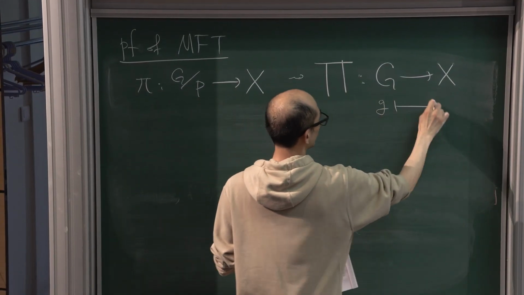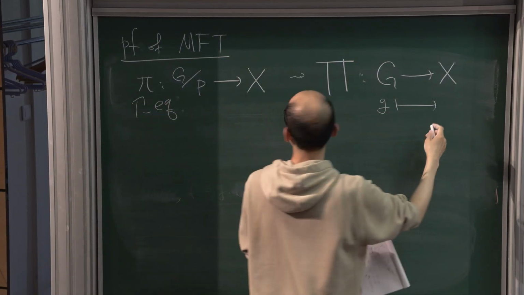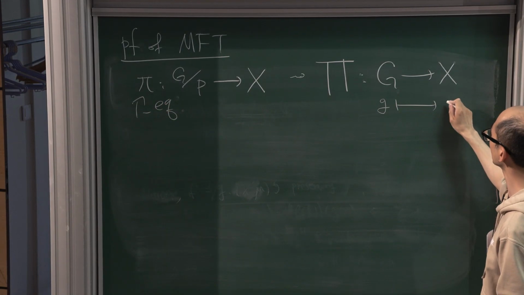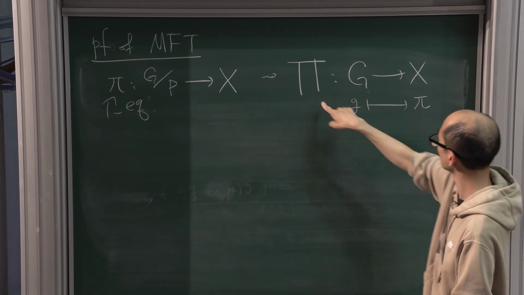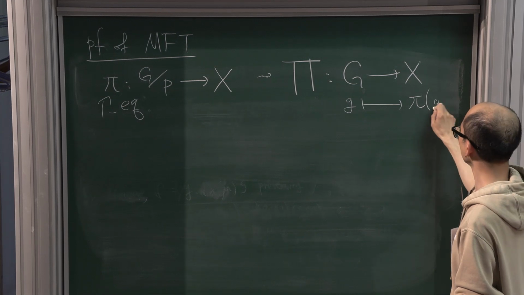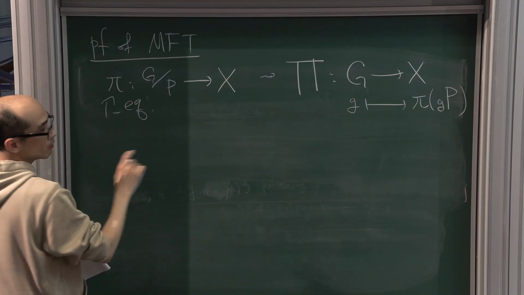G maps. If you have a measurable factor, this is gamma equivariant. Then you have the lifting map, which is that G goes to what? Pi of, this is small pi, this is big pi. Pi of GP. This is the lifting map. And now I want to make X the same as G mod Q.